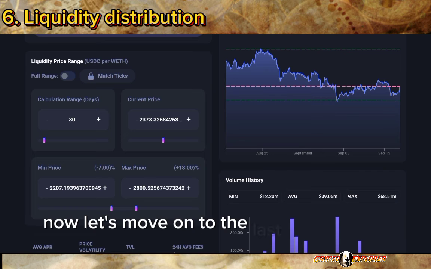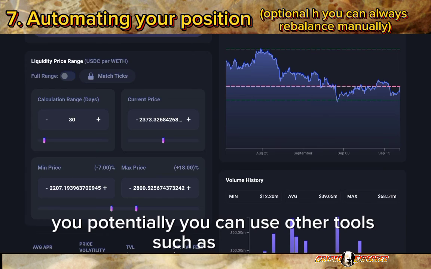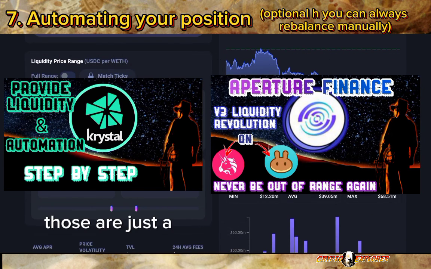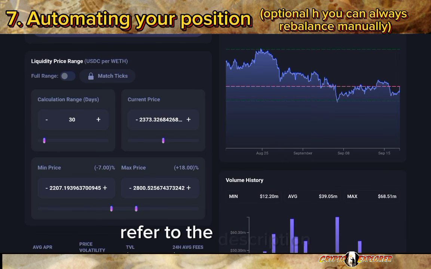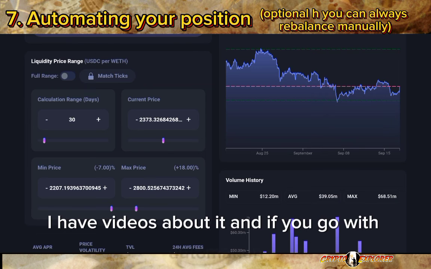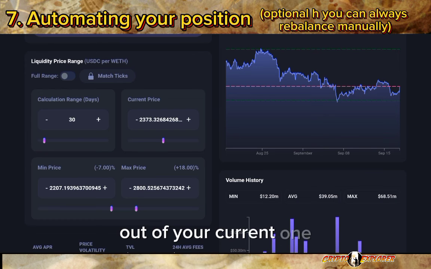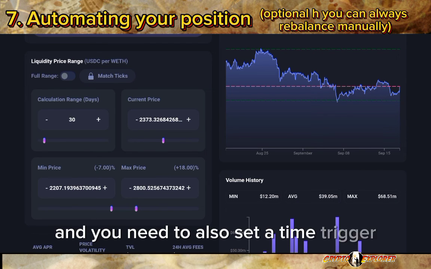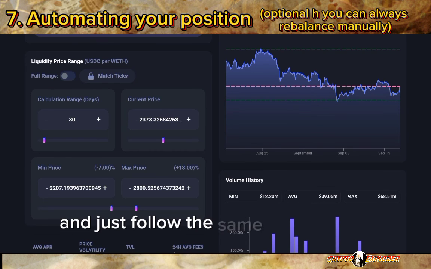Now let's move on to the last point, which is automation. Potentially you can use other tools such as Crystal, Aperture. Those are just a couple of tools that you can use to automate your position. Again, if you want to see how to set up your ranges automatically, refer to the description. I have videos about it. And if you go with automation, basically you'll have to set a new range for whenever the price goes out of your current one. And you'll need to also set a time trigger so that when the price goes out of your range for a specific amount of hours, then your position will be rebalanced and adjusted to a new range. And just follow the same advice I just gave you.